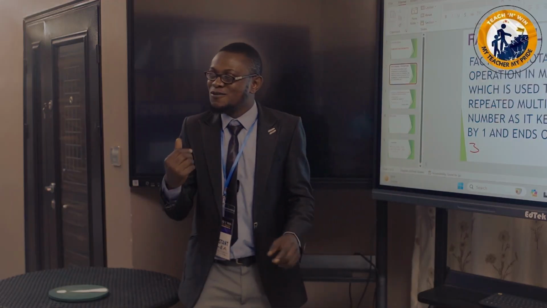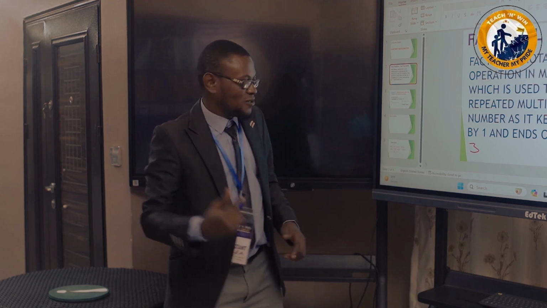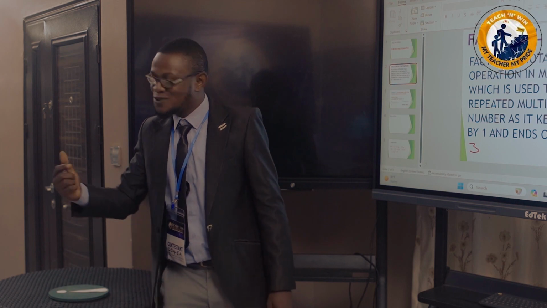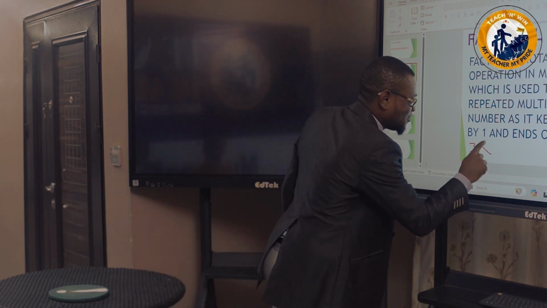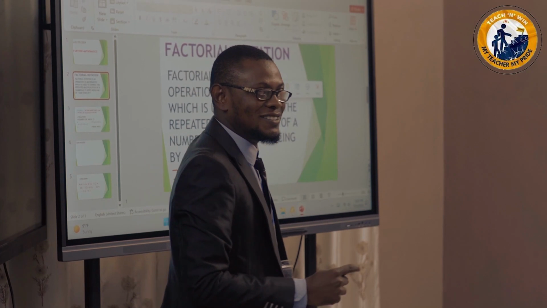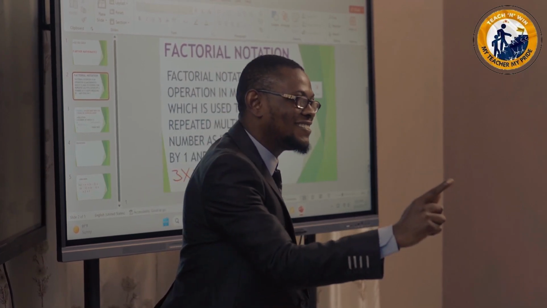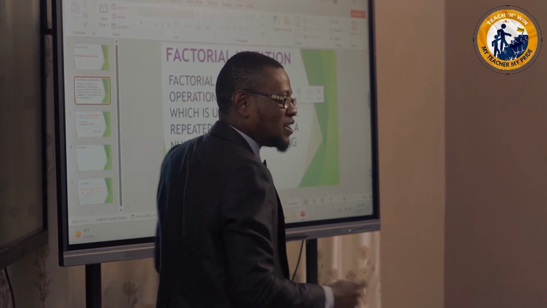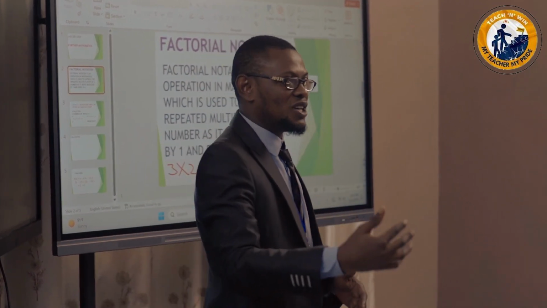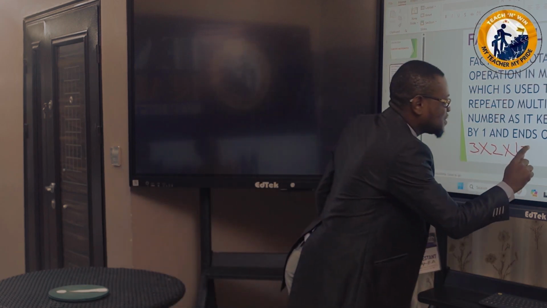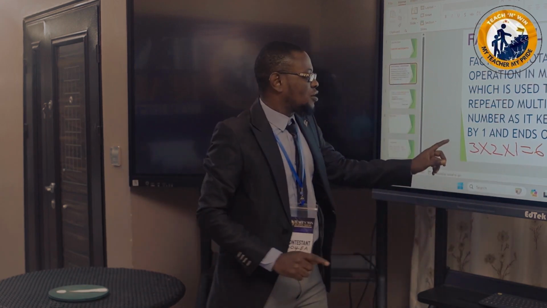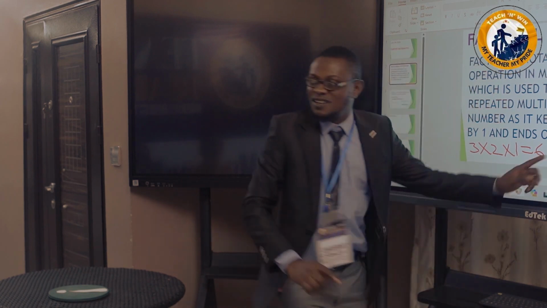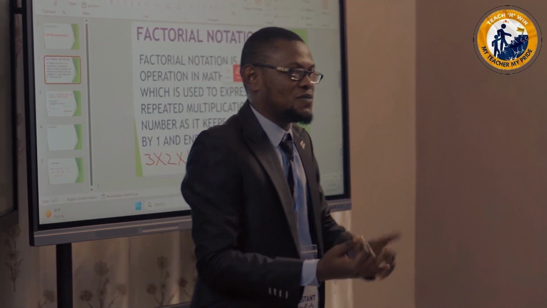Amarachi, reduce 3 by 1. What will it give you? 2. Are you following now? If you remove 1 from 3, it gives you 2. So let's multiply it by 2, and then reduce it by 1 again. That's 1. So the number of ways you can arrange 3 people in a straight line is 6 ways. And this is what we refer to as 3 factorial. 3 factorial means 3 times 2 times 1.